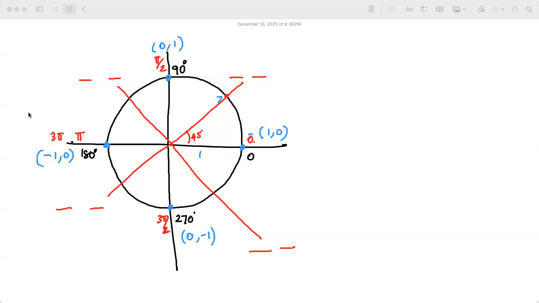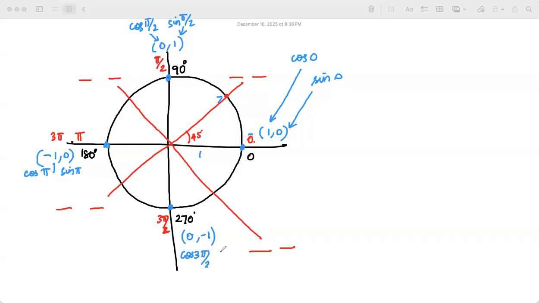Now from this set, we did not even go to any other angles. So can I say cos 0 will be 1, sin 0 will be 0. Then cos pi by 2 will be 0, sin pi by 2 will be 1. Can I say cos pi will be minus 1, sin pi will be 0. Similarly, cos 3 pi by 2 will be 0, sin 3 pi by 2 will be minus 1.